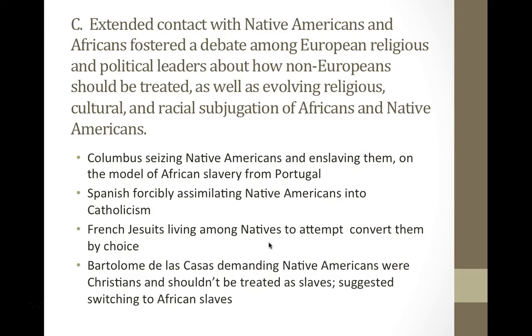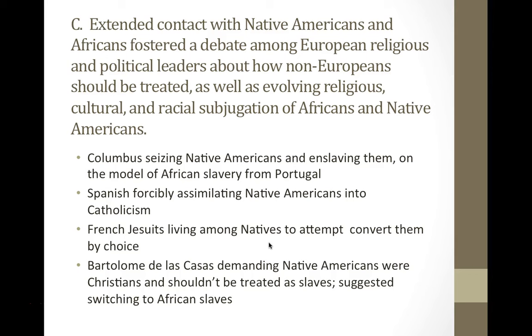We get this question of how we should treat non-Europeans, this whole idea of race and racism, and how do we treat other people, and is it okay to subjugate Africans and subjugate Native Americans, and does it matter if they convert to your religion. All that is going to be really, really complicated during this time. Columbus is basically going to try to use the model of African slavery. He's going to seize Native Americans, enslave them, and treat them very terribly. The Spanish are going to try to forcibly assimilate Native Americans into Catholicism, basically convert or die.